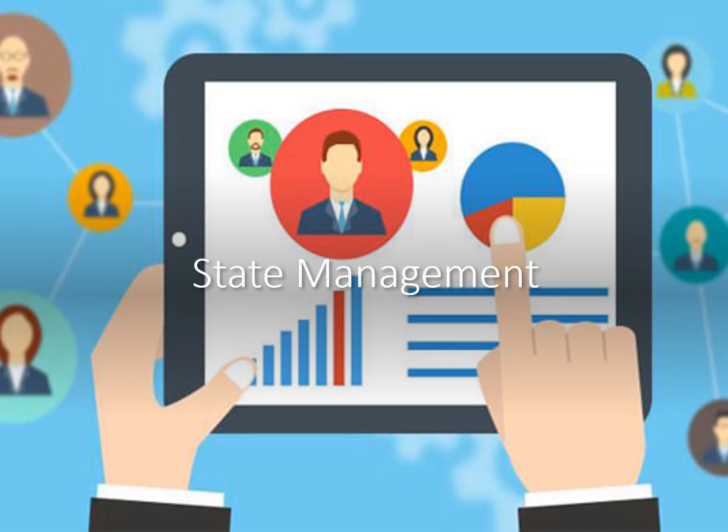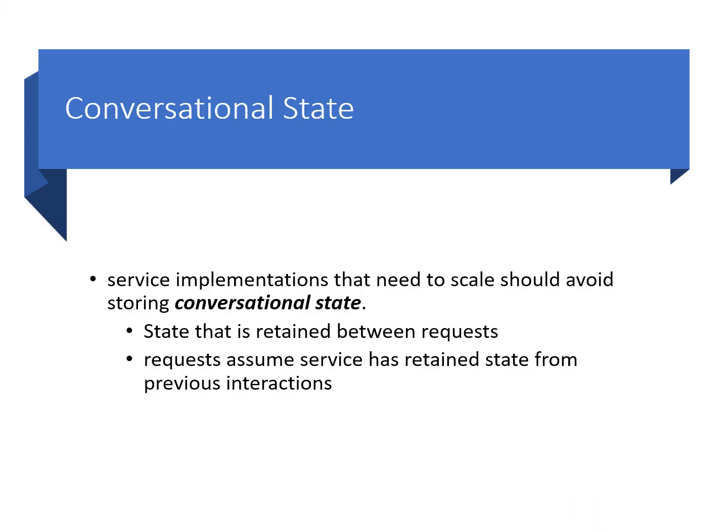Now let's move on and look at the issue of how services manage state. State management is a tricky, nuanced topic. The bottom line is that service implementations that need to scale should avoid storing conversational state. What on earth does that mean? When a user or application connects to a service, it will typically send a series of requests to retrieve and update information. Conversational state represents any information that is retained between requests such that a subsequent request can assume the service has retained knowledge about previous interactions.